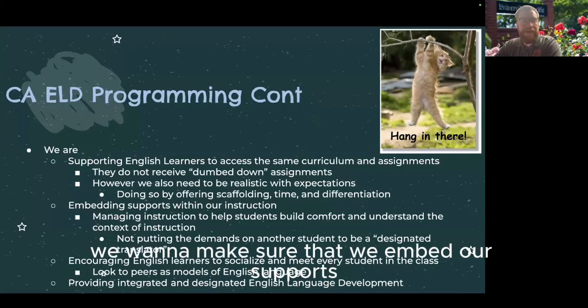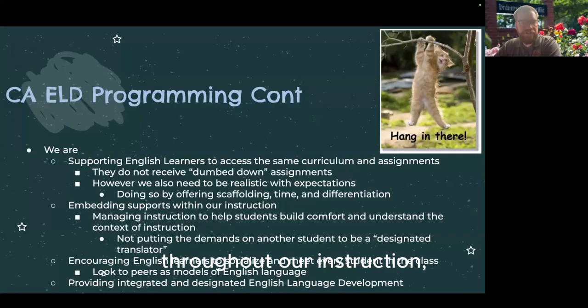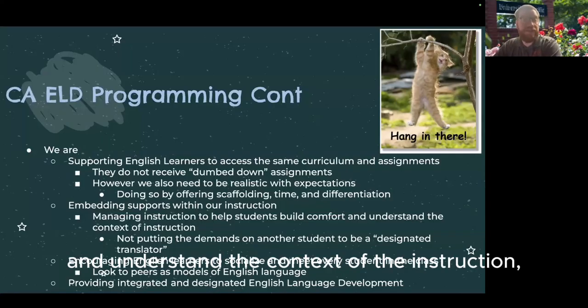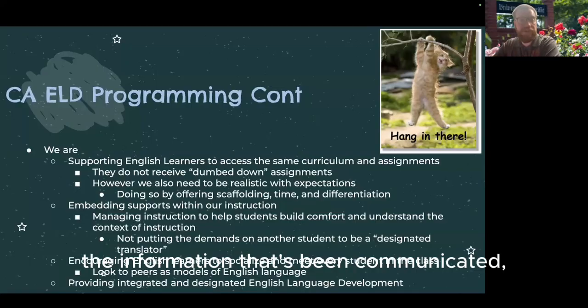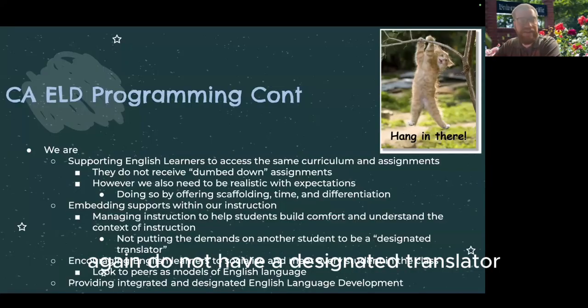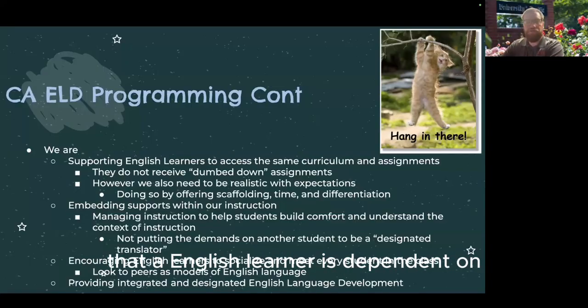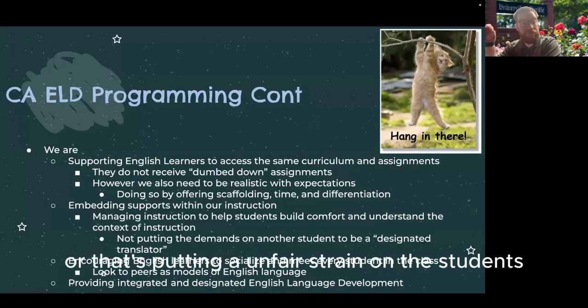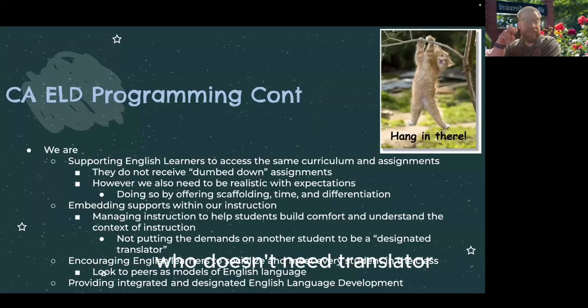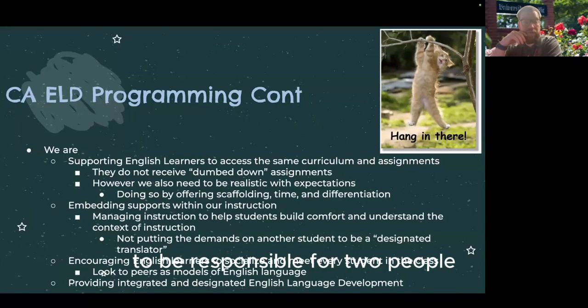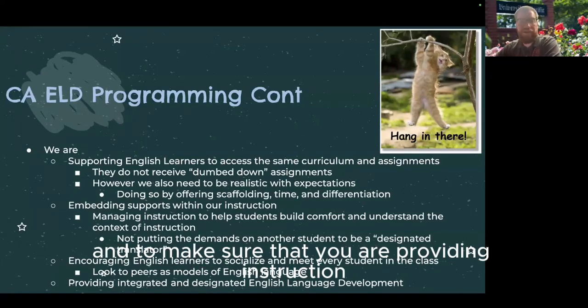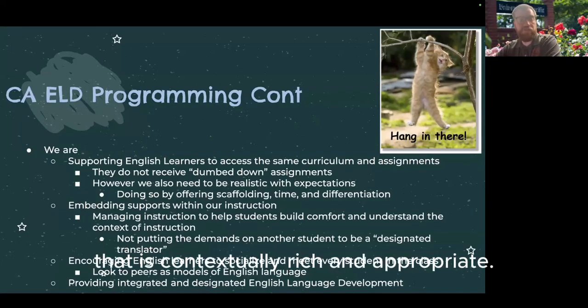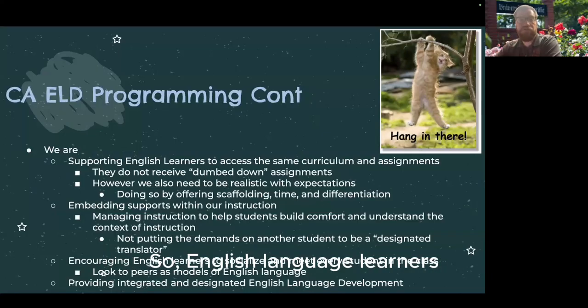So we want to make sure that we embed our supports throughout our instruction to make sure that we are helping students be comfortable and understand the context of the instruction, the information that's being communicated. Again, do not have a designated translator that an English learner is dependent on, or that's putting an unfair strain on the student who's a designated translator to be responsible for two people. Make sure that you are providing instruction that is contextually rich and appropriate so English language learners can process this new information.